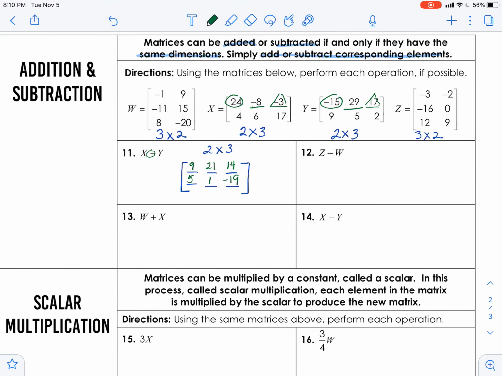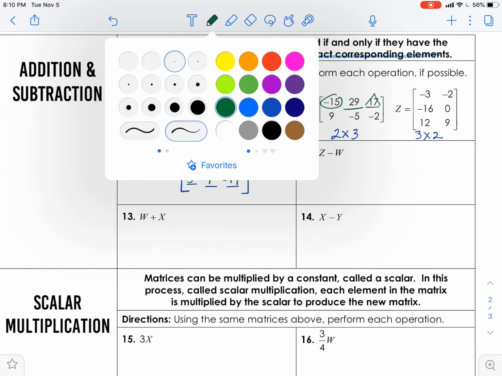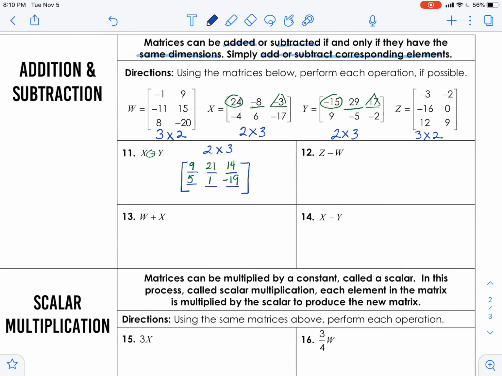Okay, now let's look at Z and W. Can I add Z and W together? And yes, I can, because they are the same size. So they are both 3 by 2s. Now the thing you have to be careful with here is do watch the direction. So it's a 3 by 2. So it says to take Z minus W. So do be very careful.